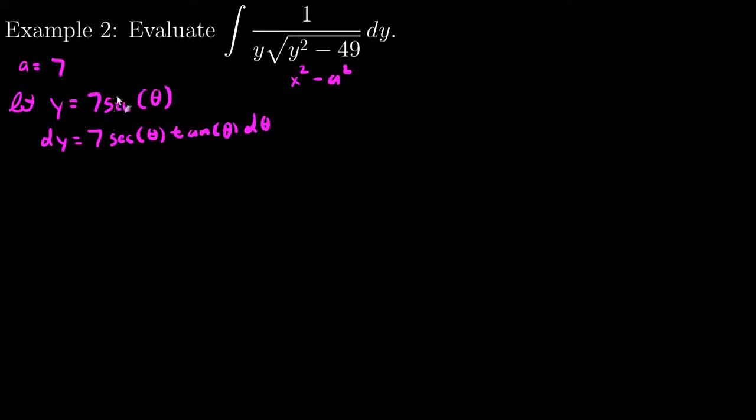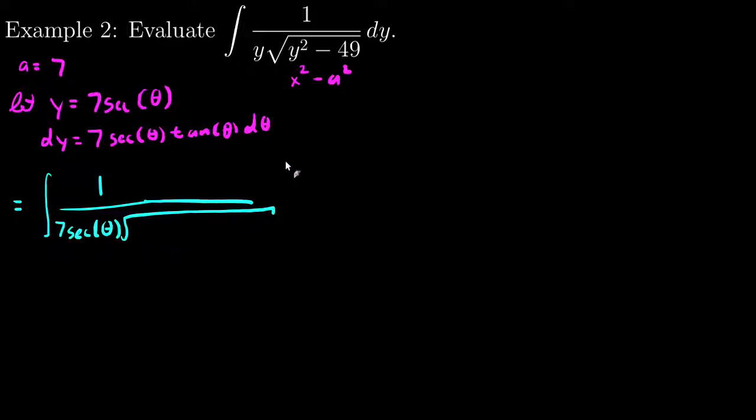And so I can take this information and plug it in and get the integral of 1 over y is 7, I'm going to need some more space on here, y is 7 secant theta times the square root of, and I said I'll skip the step here, I put y in here. 7 secant theta squared is 49 secant squared theta. I have a minus 49. And then I replace dy with 7 secant theta tangent theta d theta.